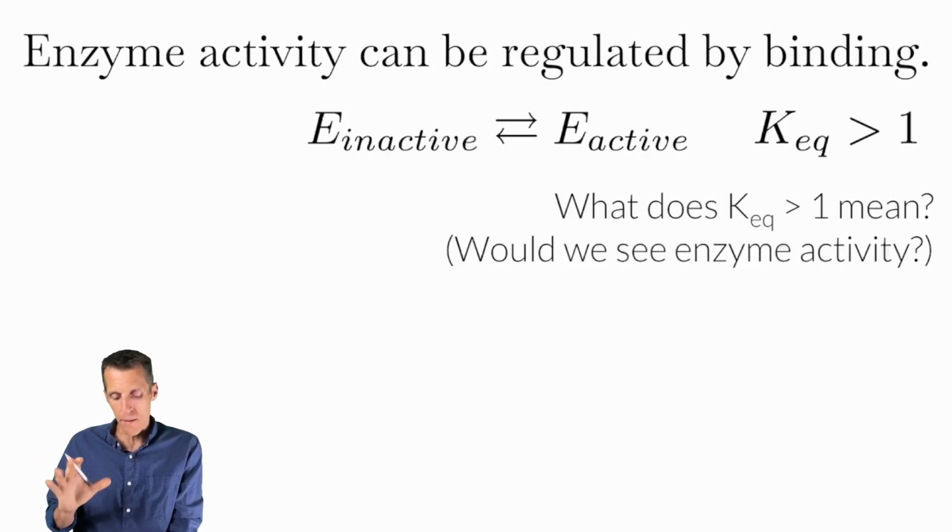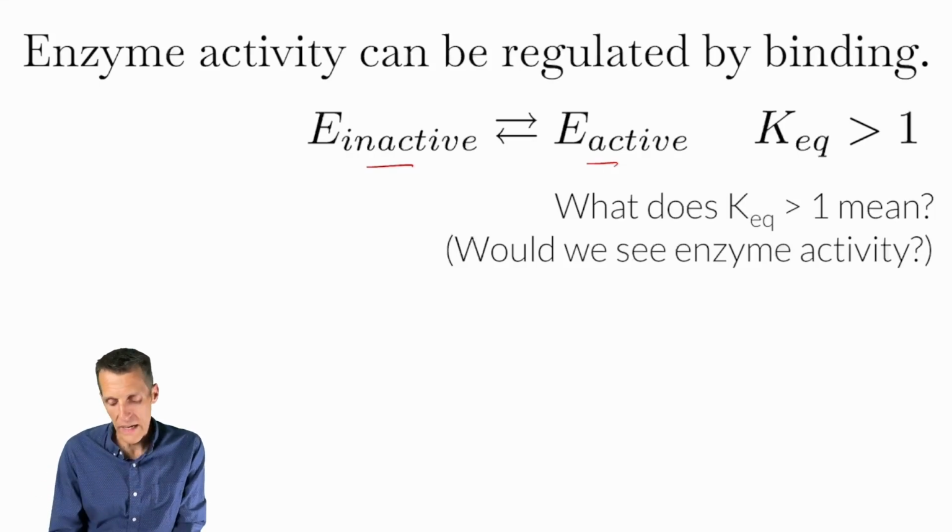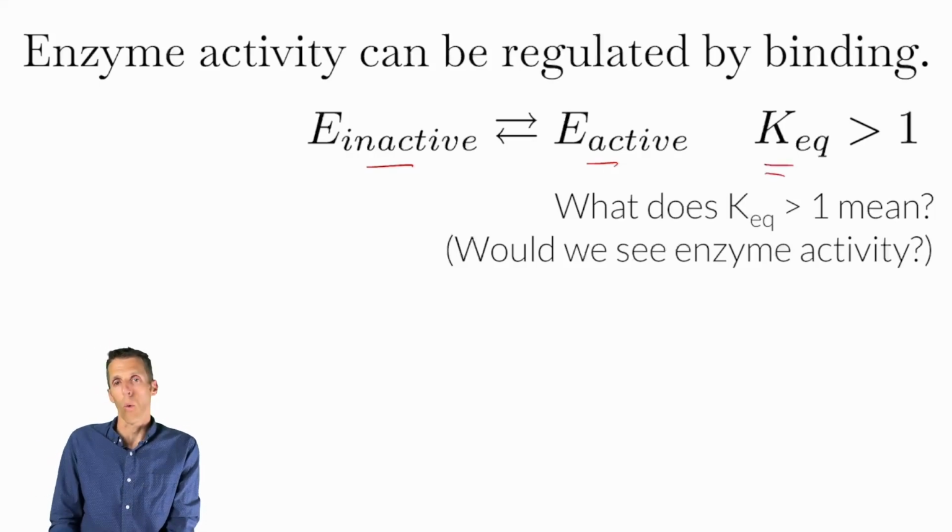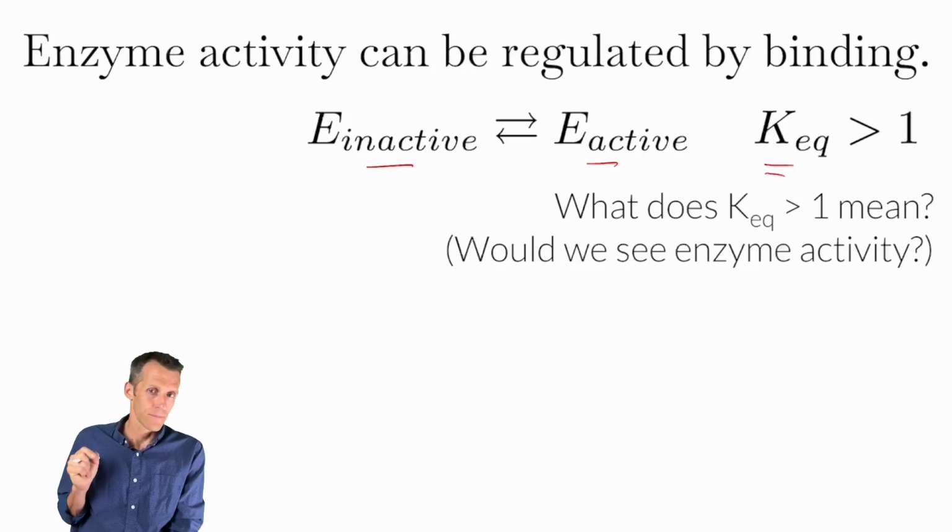Here's, for example, an enzyme that is in an equilibrium between an inactive and an active form, where KEQ is greater than 1. So this is actually a good time to practice your biochemical reasoning. If KEQ is greater than 1, what does that mean? And would we see any enzyme activity if we just looked at the protein in solution? If you'd like, you can pause and think about that for a second. What does KEQ greater than 1 mean? And would we see enzyme activity?